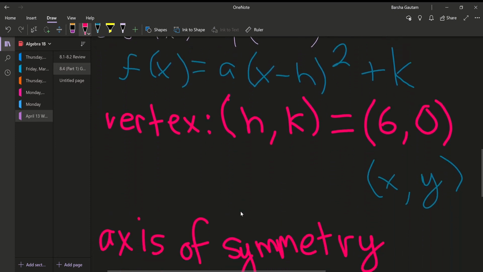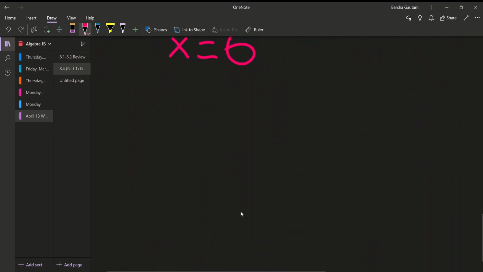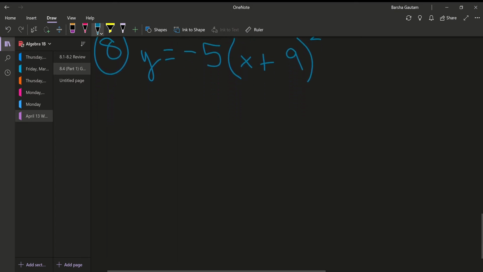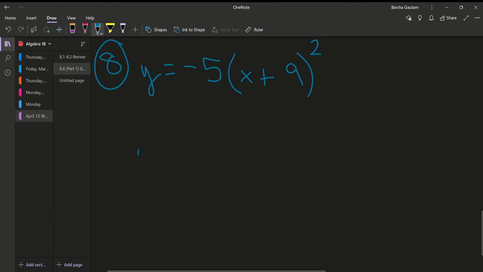Alright, let's try another one. Number 22 in the book. It's going to be the 8th problem we're working on today. y is equal to negative 5 times (x plus 9) to the power of 2. Once again, right below, we're going to write down what each thing represents. So make sure to memorize this equation. It's really important to remember.